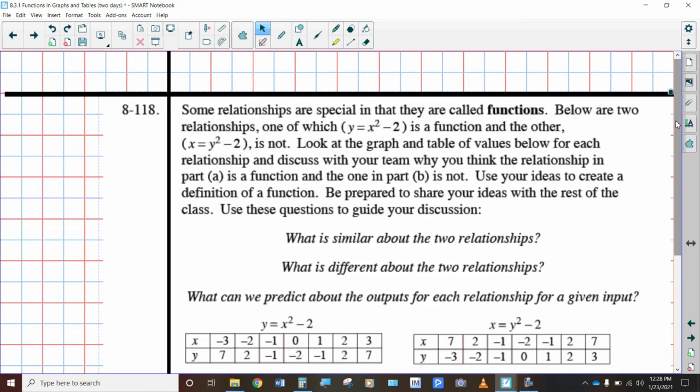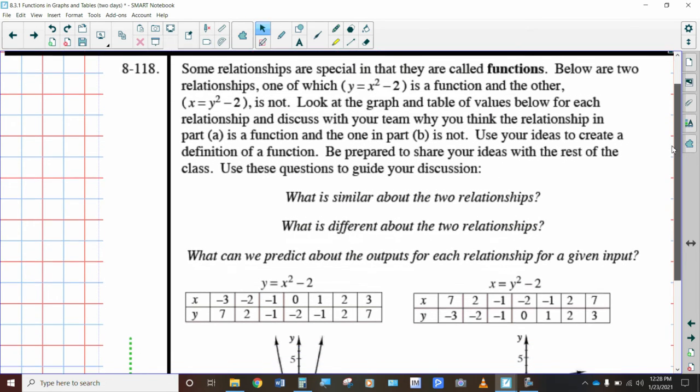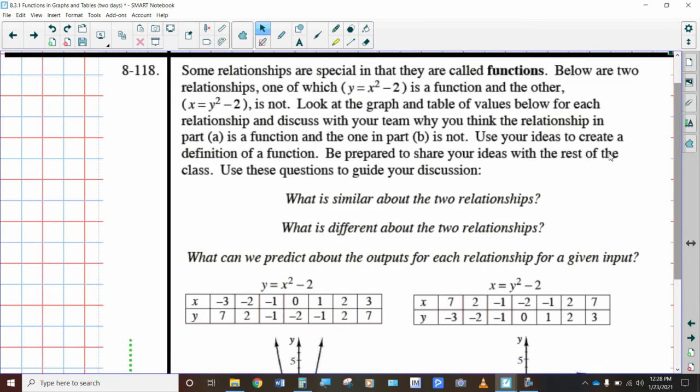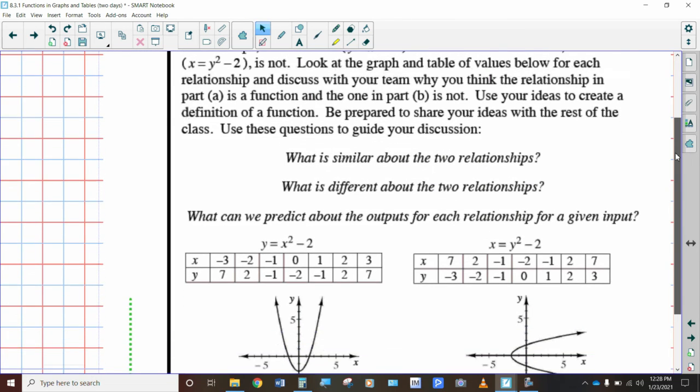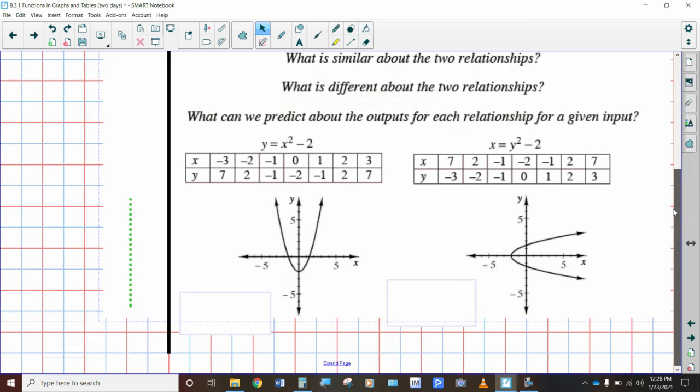And of course, you're watching this video, so you're not with your team. So I just want you to reflect on this a little bit. Use your ideas to create a definition of a function and be prepared to share your ideas. Okay, well, I've kind of thrown that out because I've already front-loaded the definition of a function. So basically, let's just come down here and see how it works.